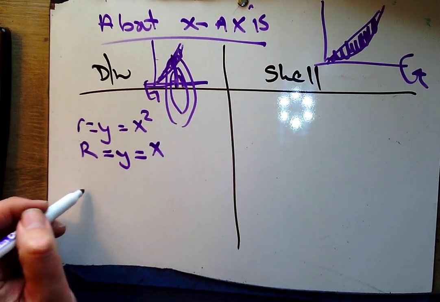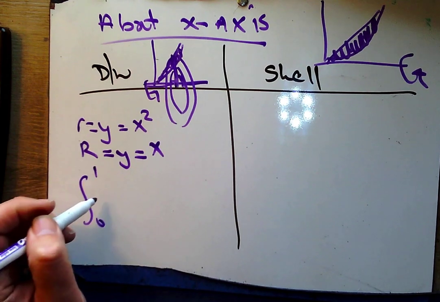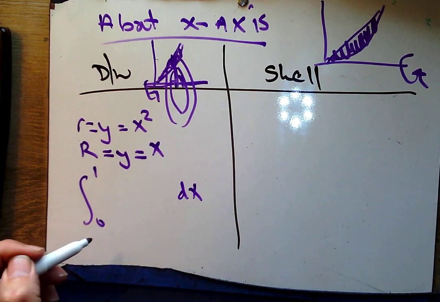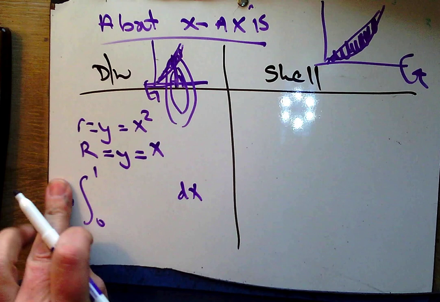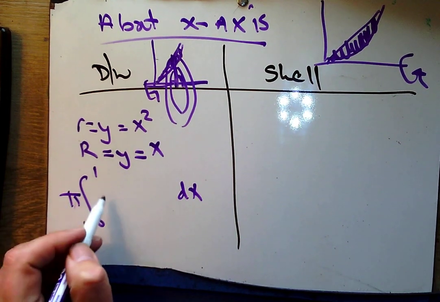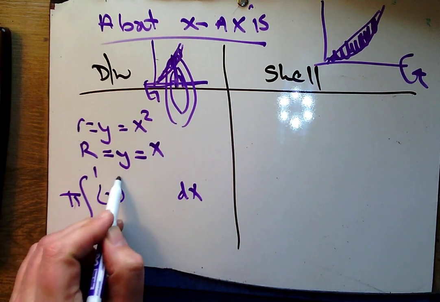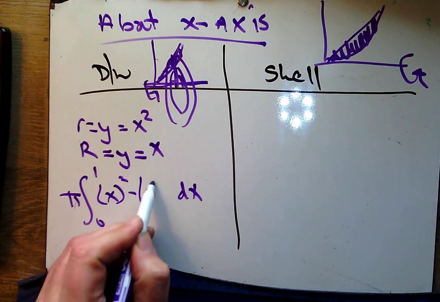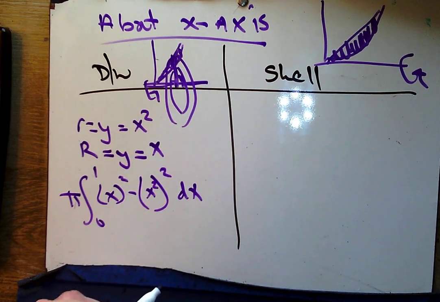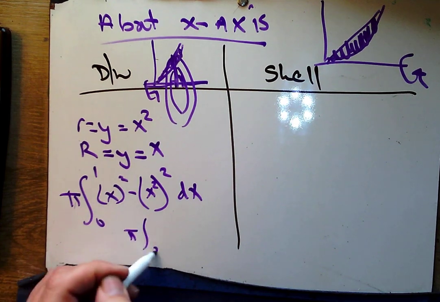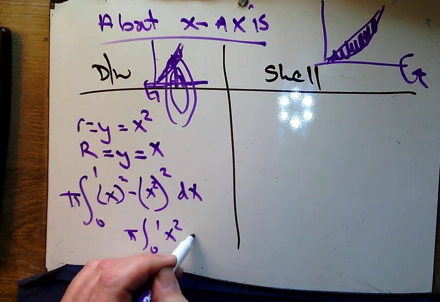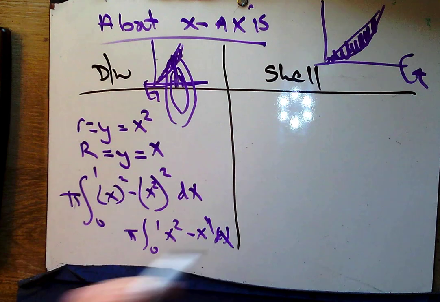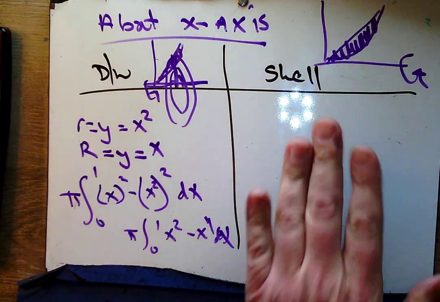So my setup here, 0 to 1, this is a dx integral. I've got pi big R squared minus little r squared. Done. I mean, pi integral 0 to 1 of x squared minus x to the 4th dx. There you go. What about shell?